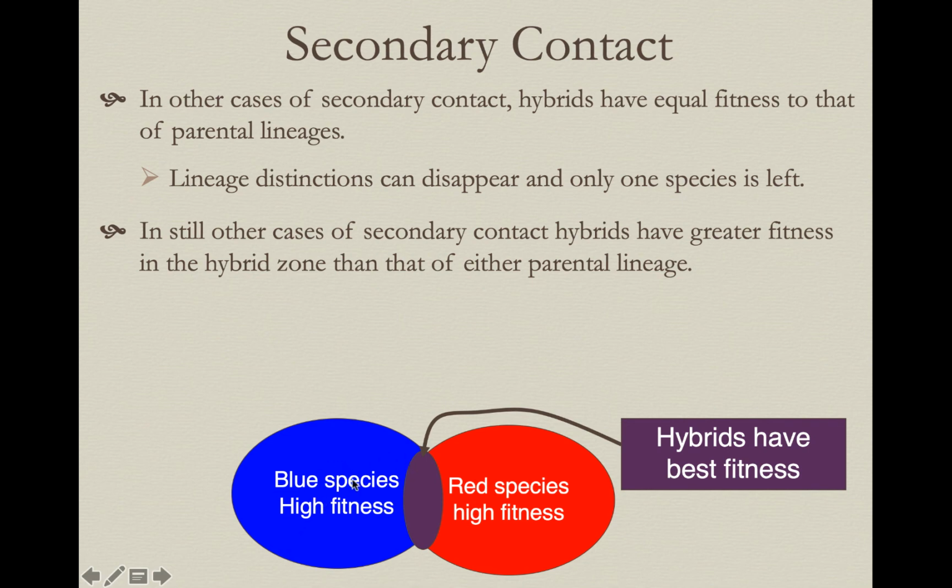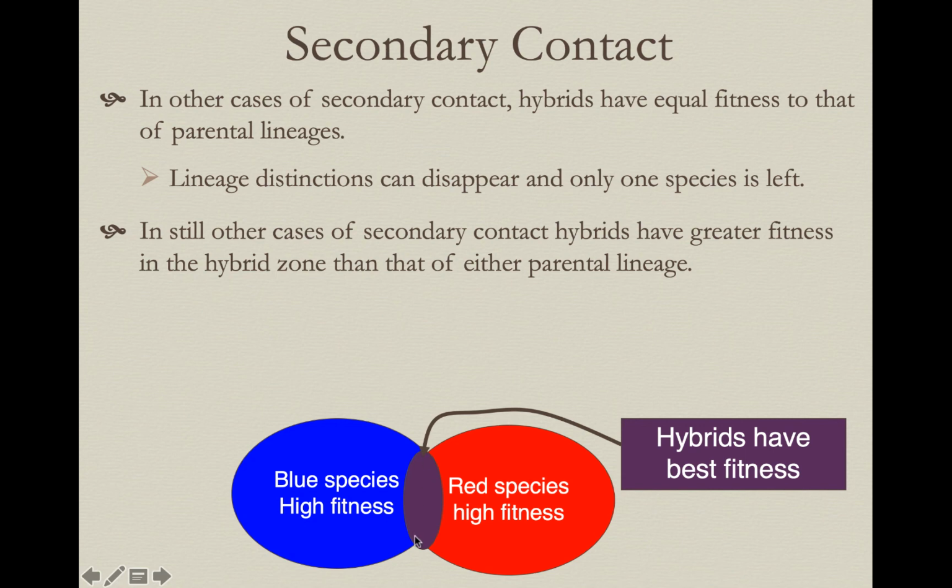Let's say that we've got a group of organisms where the blue species over here has the highest fitness. It's adapted to the ecological setting over here, but there's a clinal variation. So there's a gradual change in the ecosystem so that this area where they overlap has some of the characteristics that the blue species are adapted to and some of the characteristics that the red species are adapted to. But the red species individuals actually do better over here.